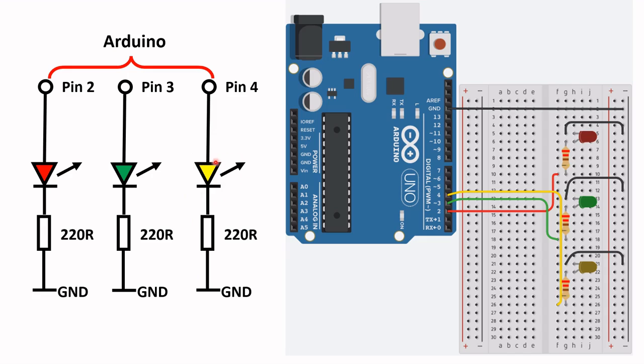The anode of the LED is connected to pin 4 for the yellow LED, and the cathode is connected to one end of the 220 ohm resistor, and the other end of the 220 ohm resistor is connected to ground. And this is identical for the green LED and the red LED, except that the green LED is connected to pin 3 of the Arduino Uno, and the red LED is connected to pin 2 of the Arduino Uno board. And on this side is the wiring diagram for this schematic here.